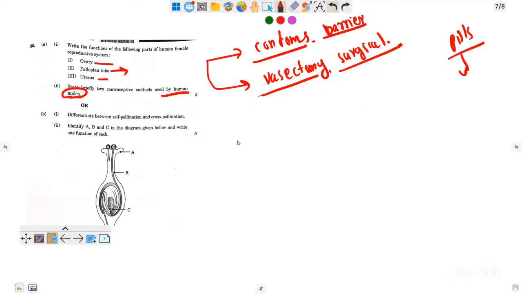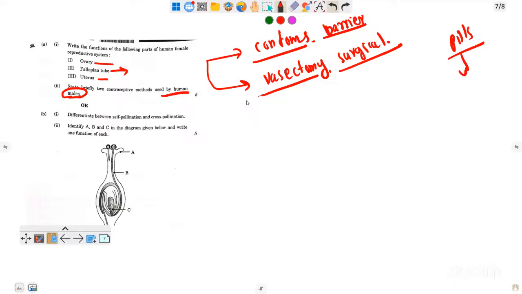What about the cross pollination? The pollen grains are wasted in cross pollination. What about the pollinating agents? Pollinating agents are not necessary for the self-pollination, but in cross-pollination, the pollinating agents are very important.